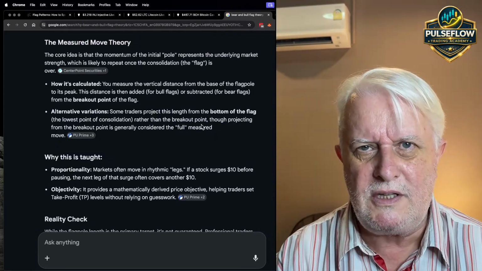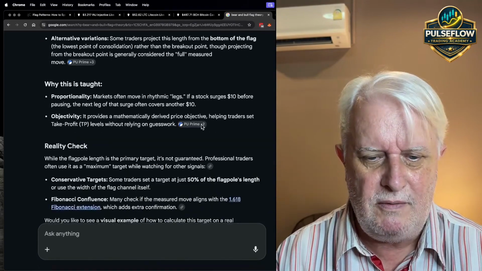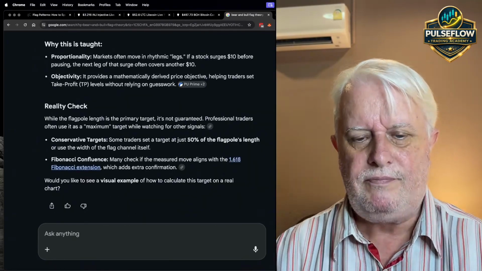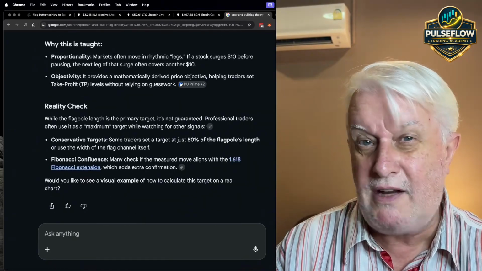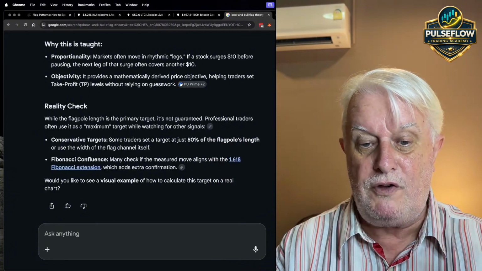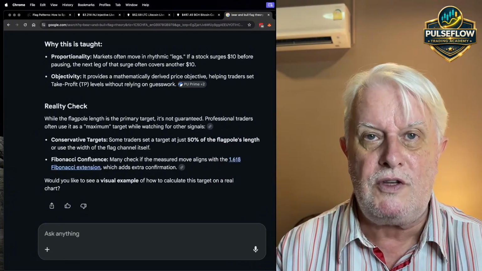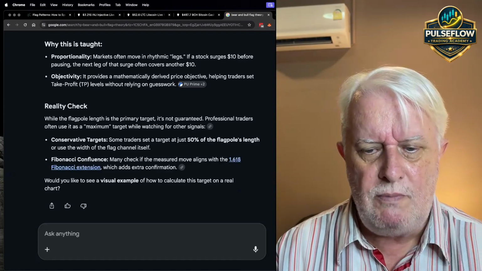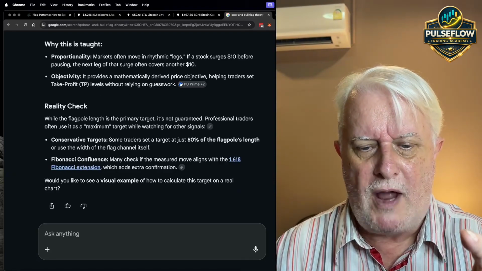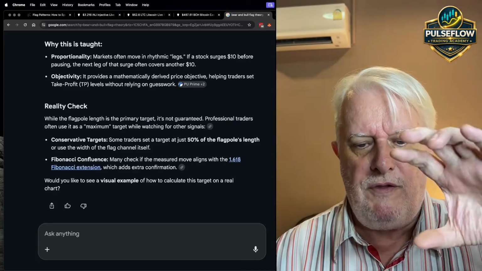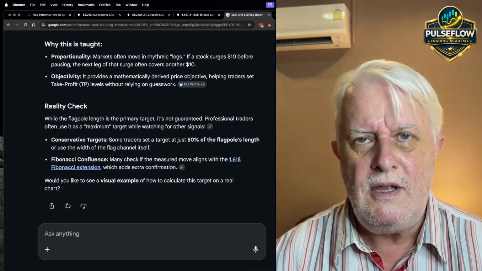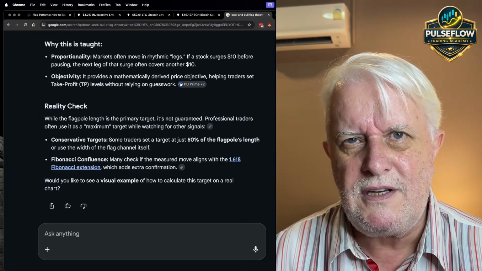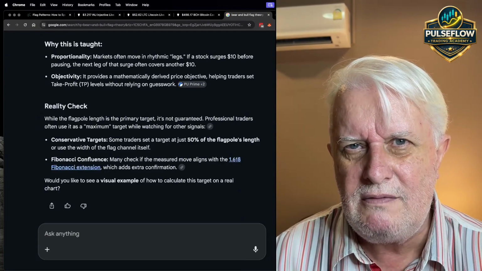And if you were to read this, and if you were to type in something very similar, at the end it gives you this reality check. While the flagpole strength is a primary target, it's not guaranteed. Professional traders often use a maximum target while watching for other signals. Waffle, waffle, waffle. Conservative targets. Some traders set 50% of the flagpole length or use the width of the flag channel itself. So basically, they're curve fitting to prove this strategy works, right?